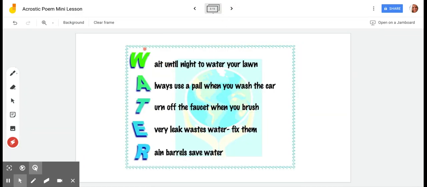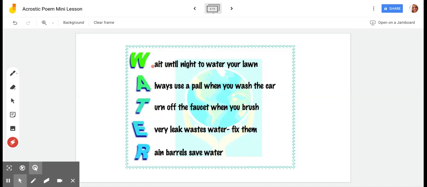In this poem, we see the word water. And I really like how the author created this font. It kind of looks like it's flowing like water. So everything in this acrostic poem is going to have to do with water.